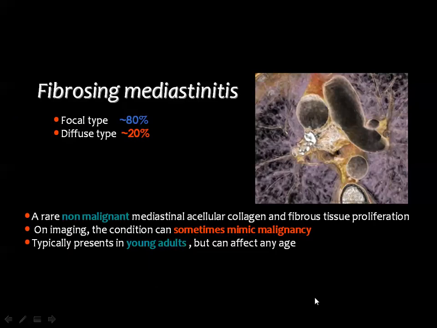And fibrosing mediastinitis is a non-malignant mediastinal acellular collagen and fibrous tissue proliferation. This is not a neoplasm, and the underlying etiology in many cases is not well known, but this disease may appear in the focal type, which may simulate malignancies in about 80% of cases and may be diffuse in about 20% of cases. Typically, this disease affects young adults but can also be seen in different ages.